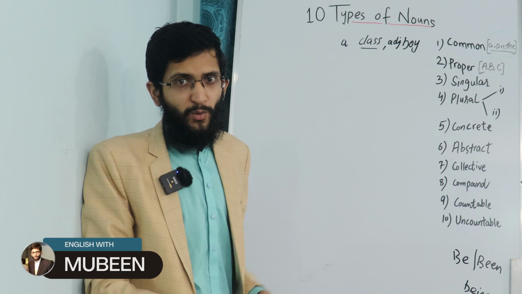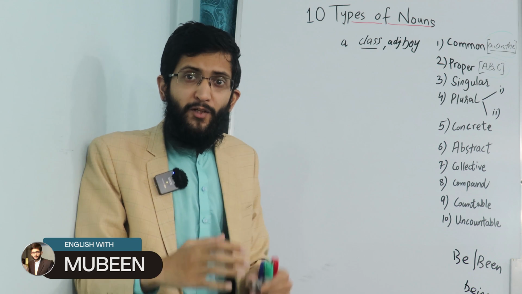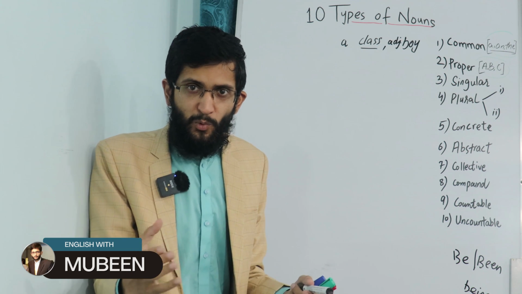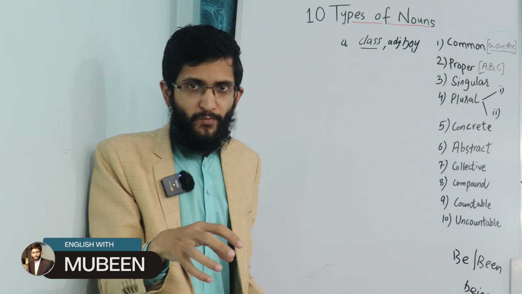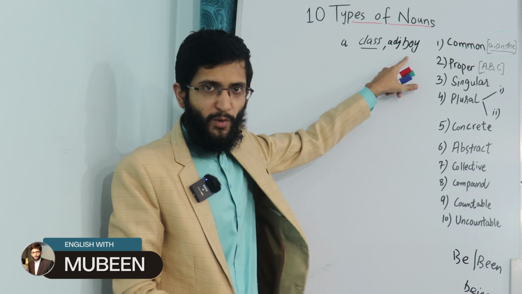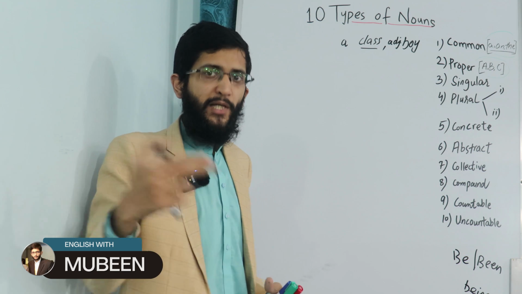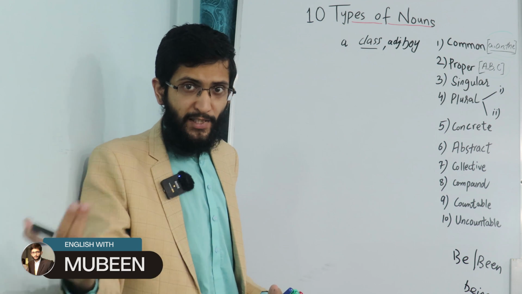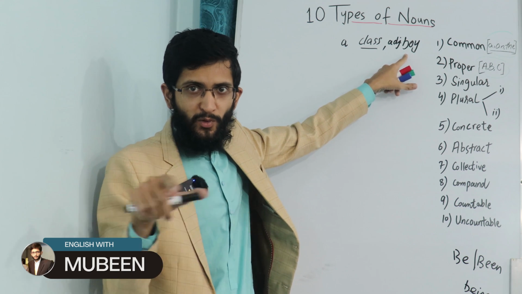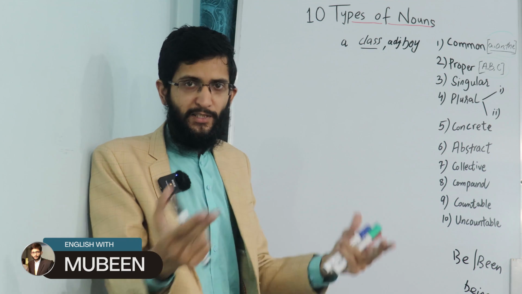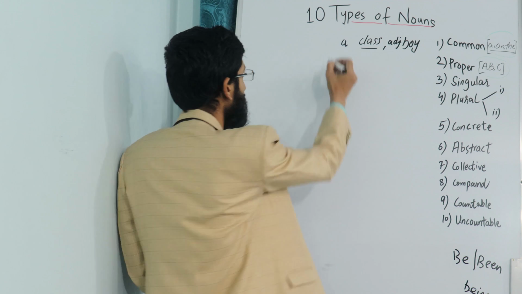So what is a common noun? Now you will focus on the definition. A common noun is a noun which can commonly be used for all the classes or for different people. For example, the word boy can be used for me, for my brother, for my cousin, for my male class fellow. So this word can be commonly used for different people, for all the people present in the class, present in the society. For example, girl, teacher.